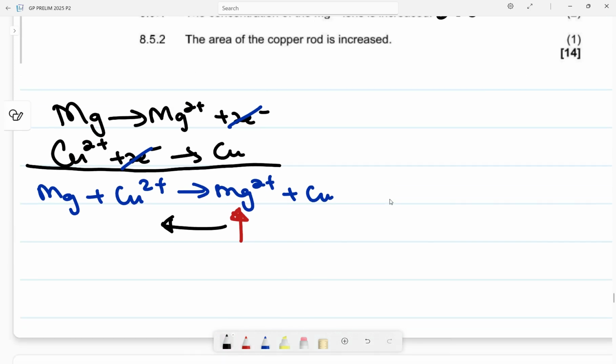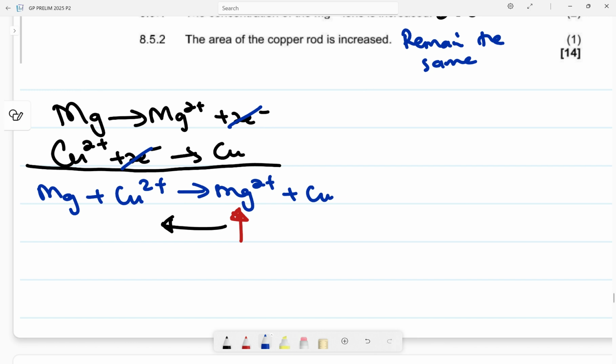The area of the copper is increased. Well, when I increase the area of the copper, that does not necessarily change anything, because it means now copper will move just freely, not necessarily having an effect on the EMF, because, I mean, surface area. So it's going to remain the same. So that's basically that for that one.